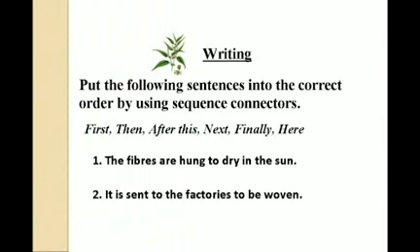Here are 6 sentences for you to rearrange into the correct order and use the sequence connectors such as first, then, after this, next, finally, and here. The first sentence is, the fibers are hanged to dry in the sun. The second one is, it is sent to the factories to be woven.